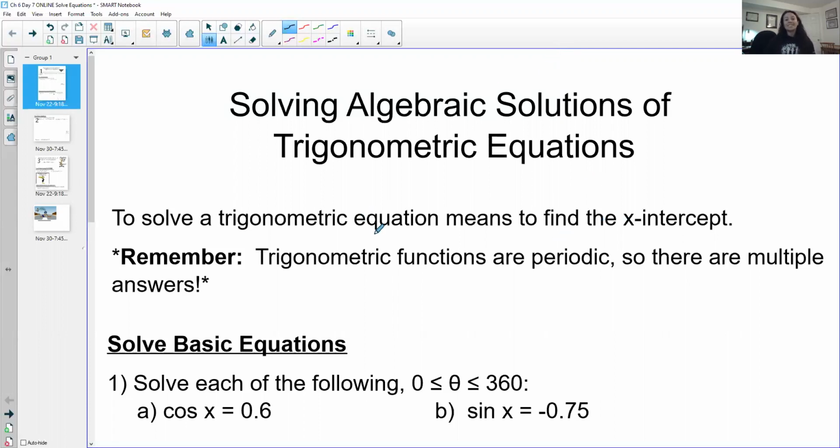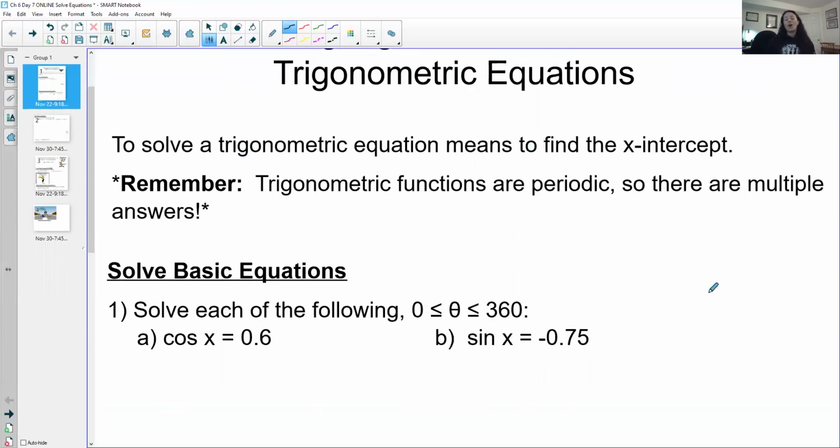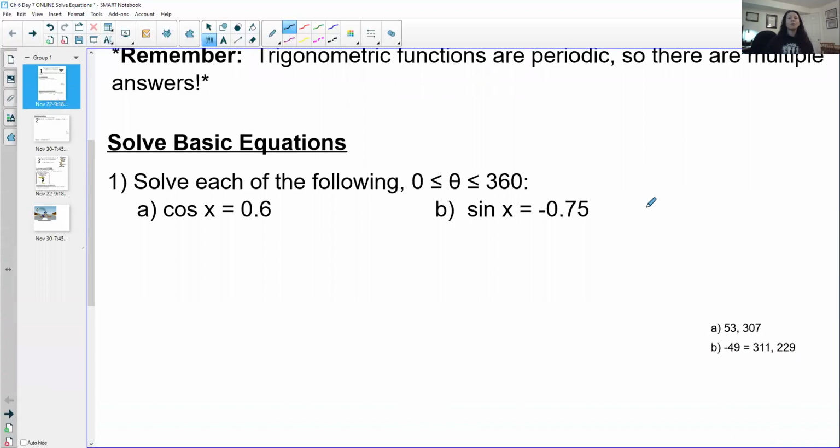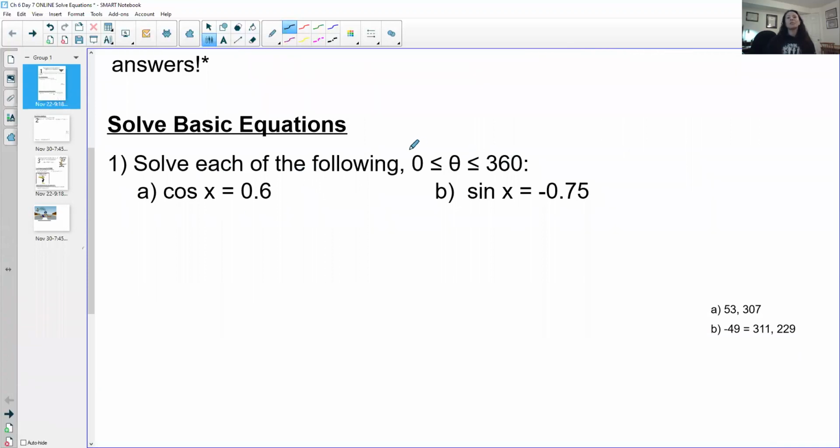When you are solving any equation, like a quadratic, for example, it means that you're looking for the x-intercepts. That is still true if we're looking at trigonometric functions. So there are multiple answers because our functions are periodic. Just keep that in mind as we go through. Now, solve each of the following for theta, where theta has to be between 0 and 360 degrees. Remember, we're just looking for one rotation of our circle.